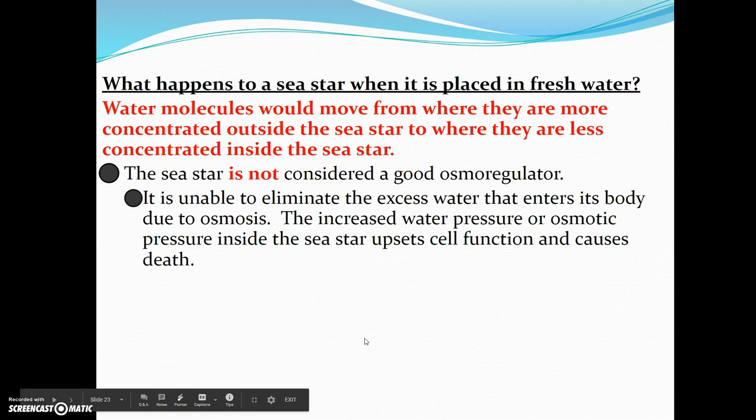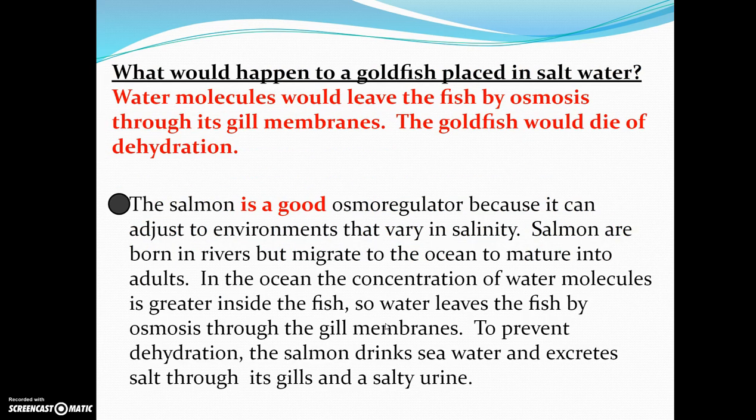A sea star. What happens to a sea star when it's placed in fresh water? Well, the water molecules will move from where they are more concentrated outside of the sea star to where they are less concentrated inside the sea star. But this can cause the pressure to be regulated too fast, and it can cause the death of that sea star. A goldfish. Put a goldfish in salt water. Well, the salt water is going to try and get in, and all the fresh water is going to get out, and the goldfish will actually die of dehydration.